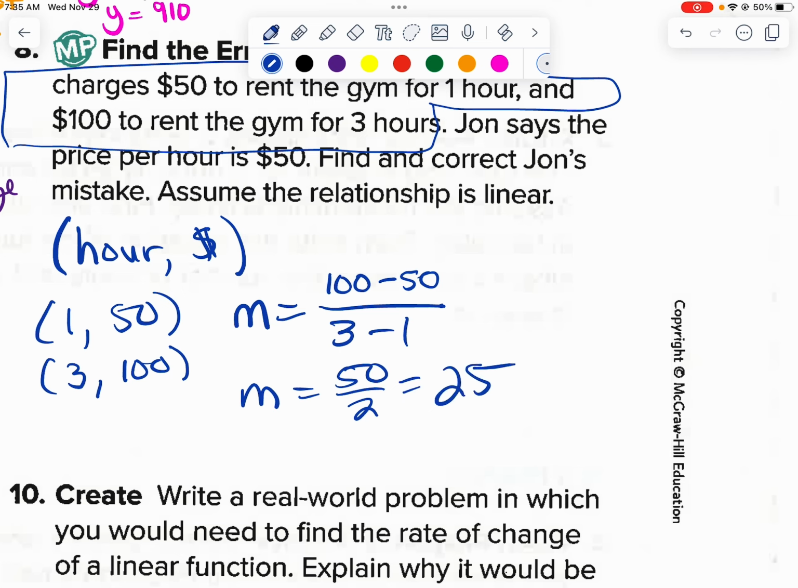John says that the price per hour is 50. Okay? Find John's mistake and assume the relationship is linear and fix it. Okay, so I found the mistake. He did not divide by the 2.